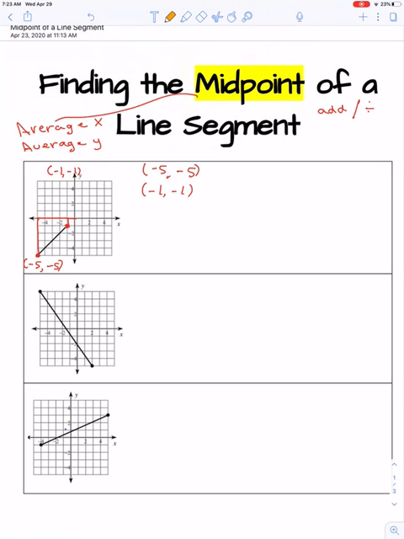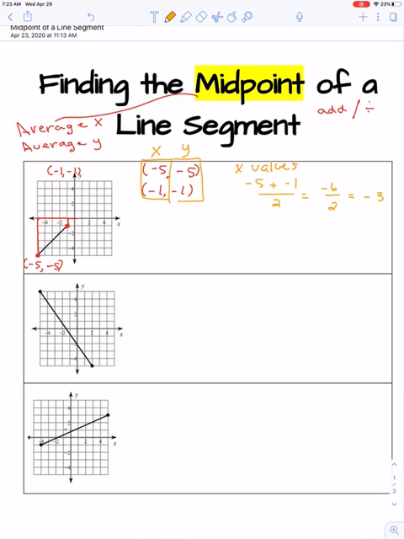Because now I see, here's my x terms, here's my y terms, so I don't get them mixed. Here's my x's I want to average, here's my y's I want to average. So for my x values, I have -5 plus -1. But remember, we're going to average this, so we're going to add this up and then divide that number by 2. So -5 plus -1 is -6. Divide that by 2 to average, so I get -3.